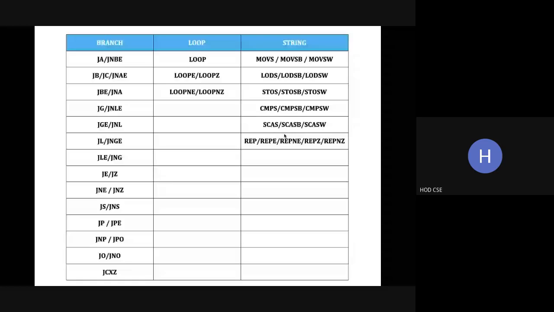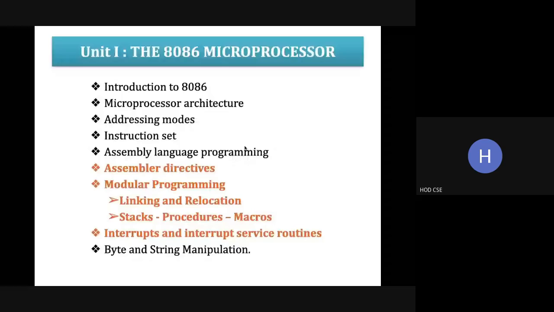So this is the first unit we have, introduction to ALP. So all these topics are over. And the topics to be completed are assembler directives, modular programming, linking and relocation, stack, procedures, and macros. So let me continue with this topic, interrupts and interrupt service routine.